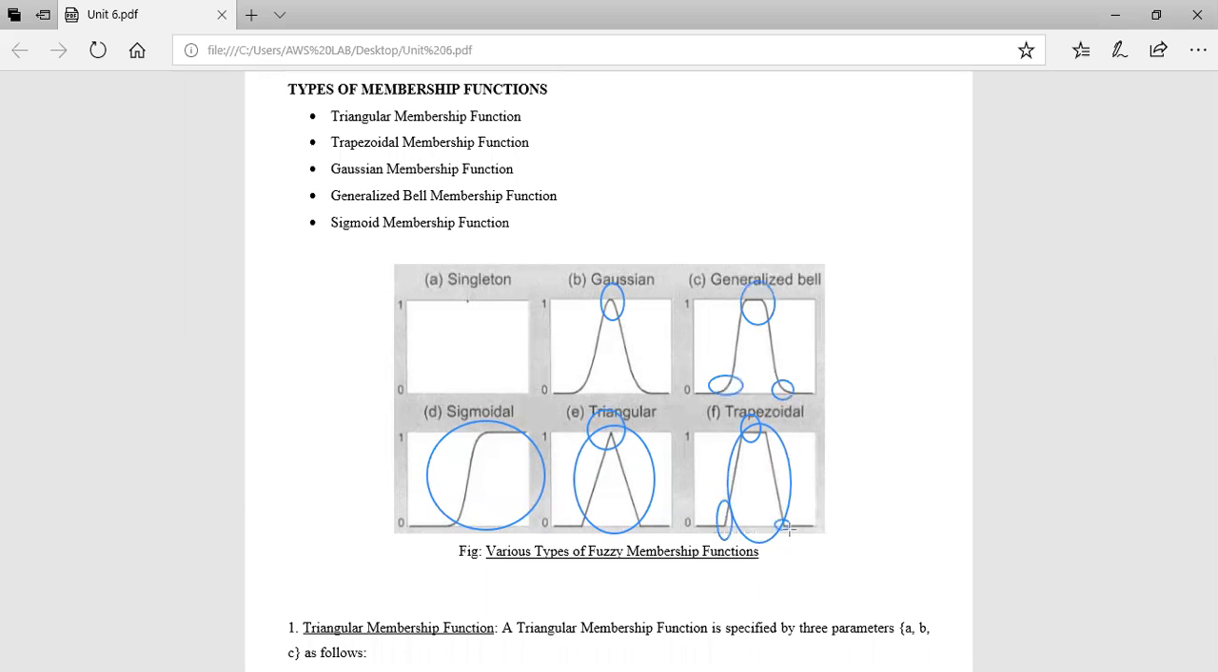So these are the various different types of membership functions which we are having in the subject, right? Single term, we do not mention because it does not contain any sort of graph. That is why we are going to eliminate the single term. When we eliminate the single term, we are left with 5 membership functions, called Gaussian, generalized, sigmoidal, triangular, and trapezoidal. So these are the 5 membership functions.